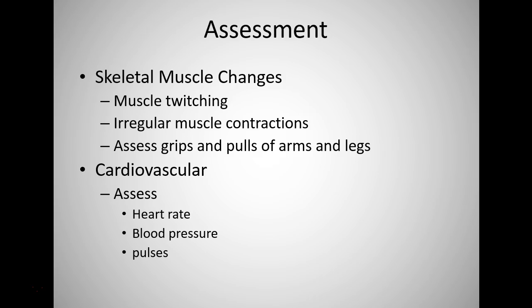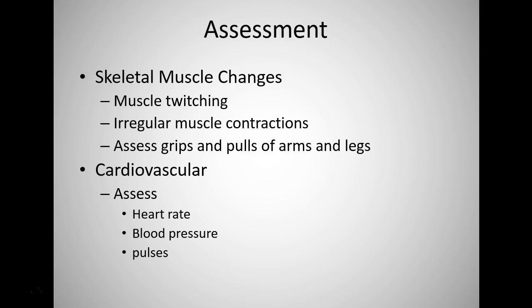So for your assessment, you're going to assess their skeletal muscle changes. This could be muscle twitching, irregular muscle contractions. Your assessment of grips and pulls of the arms and legs is also important because with hyponatremia, they're very weak, and with hypernatremia, they're actually very, I wouldn't say very strong, but you can see a big difference in the strength between the two.